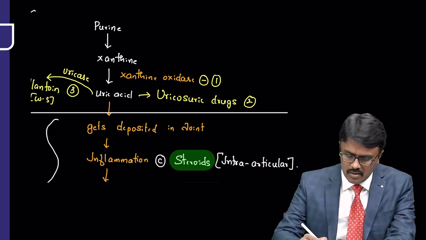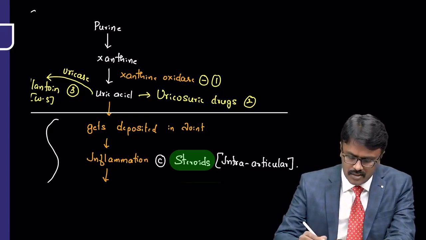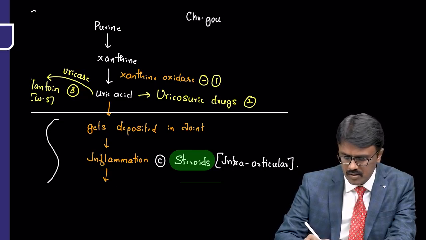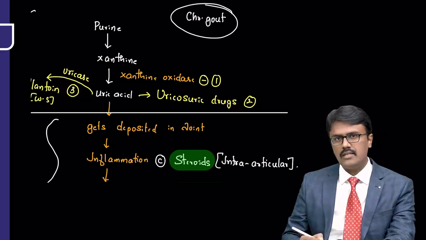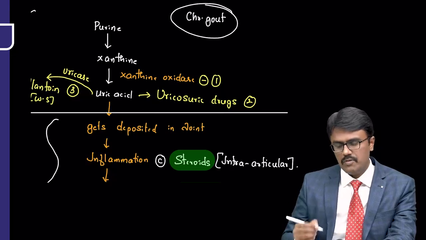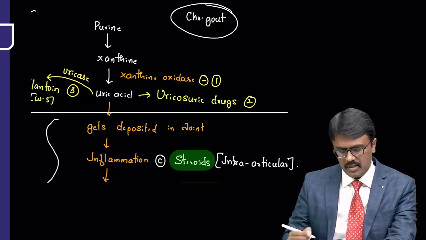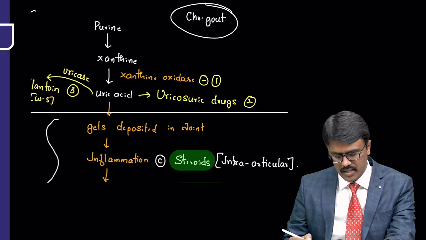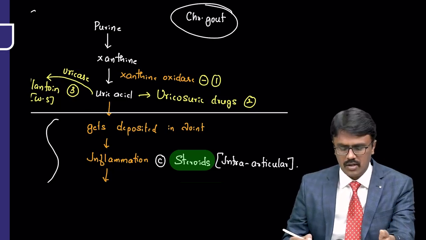So in chronic gout, we have basically three strategies. Let me repeat. Number one, inhibit xanthine oxidase. Number two, give uricosuric drugs. And number three, use a recombinant uricase enzyme, which will convert uric acid into allantoin. So this is what we can do.